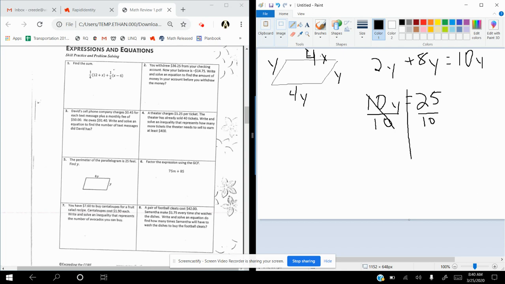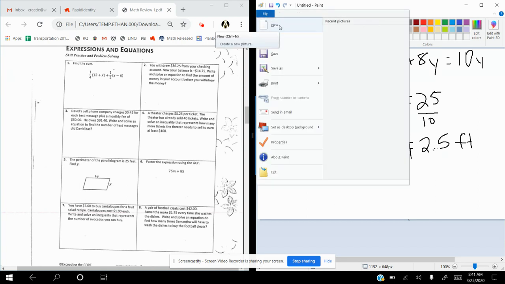10 divided by 10 becomes 1, so we're left with 1y. And that's going to be equal to 25 divided by 10. Well, 25 divided by 10, we could use a calculator here to shorten this, or you can do long division. That is your choice. You should get 2.5. So y in this case is going to be 2.5, and probably 2.5 feet. So Braden, I hope that makes some sense there.